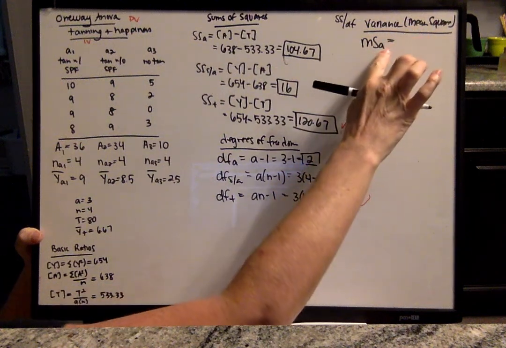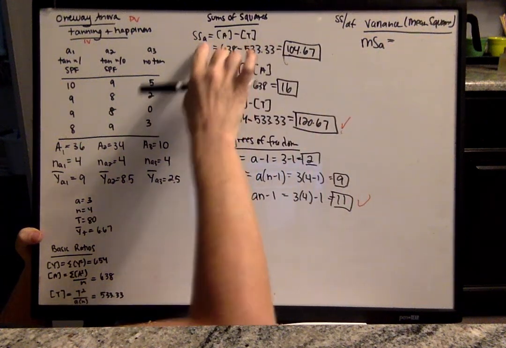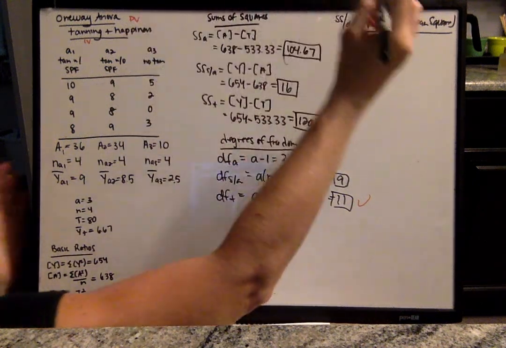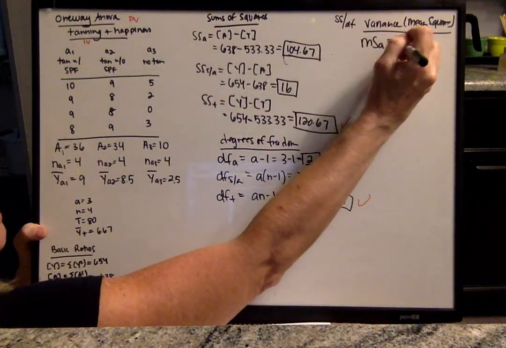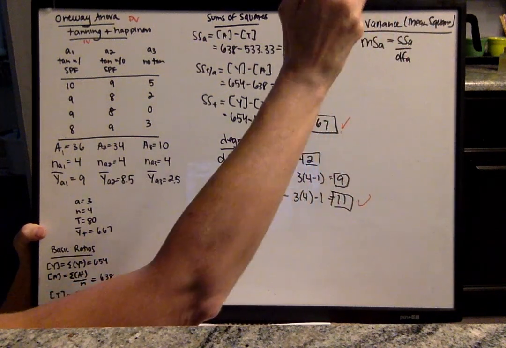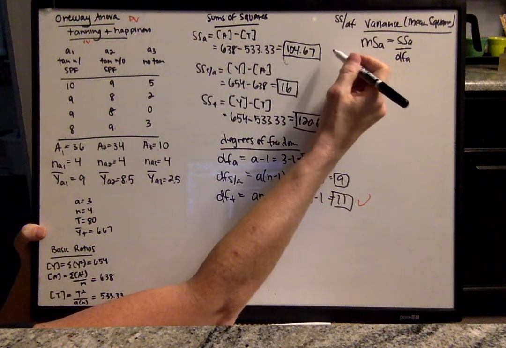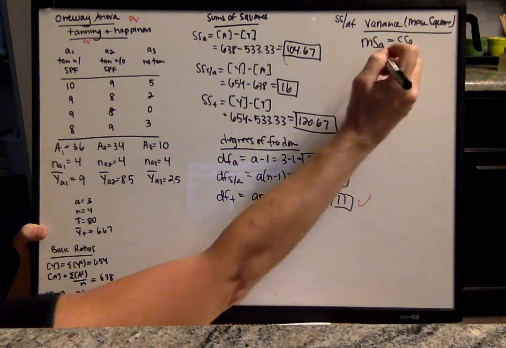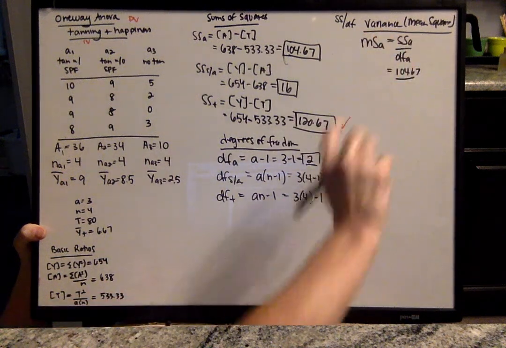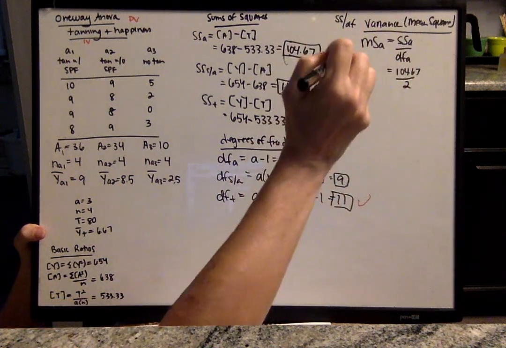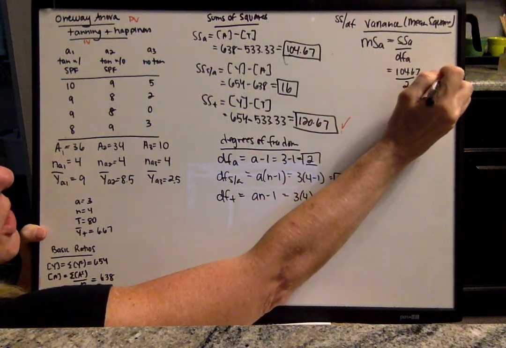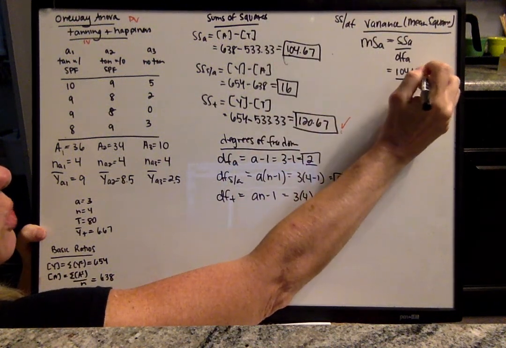And this is really simple. All we're going to do is match up the sum of squares with the corresponding degree of freedom. So our mean square A is our sum of squares A divided by our degrees of freedom A. So it's 104.67 divided by 2, and that equals 52.34.